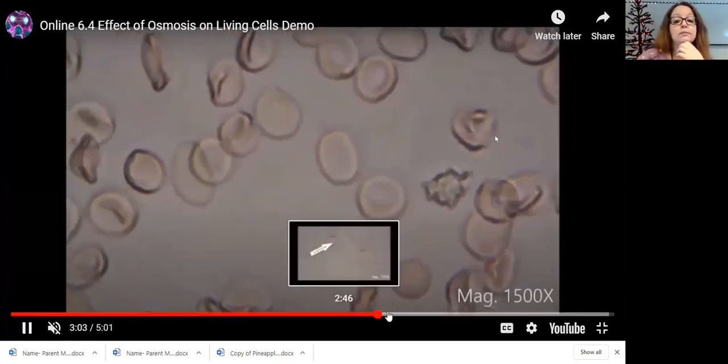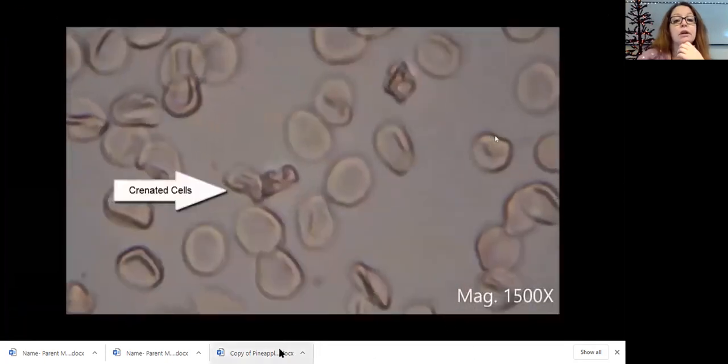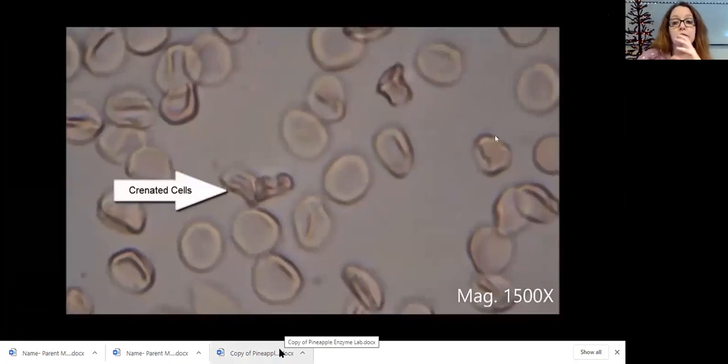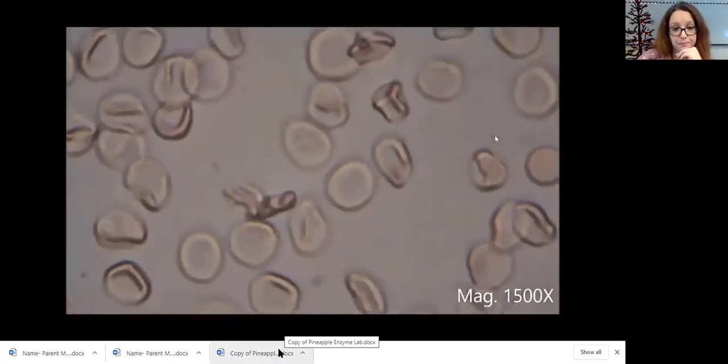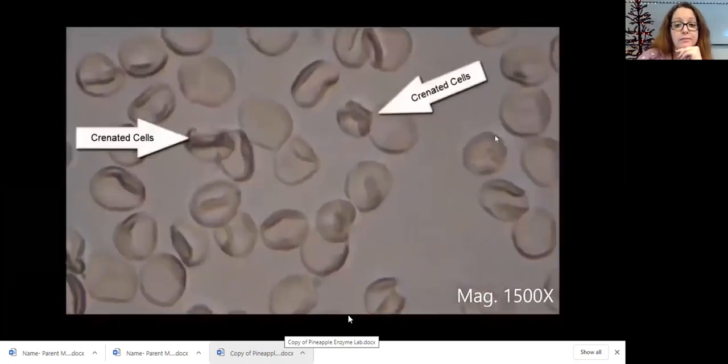Then, okay, there's your crenated cells. They fold in on themselves and over themselves as well. Still some crenated cells.